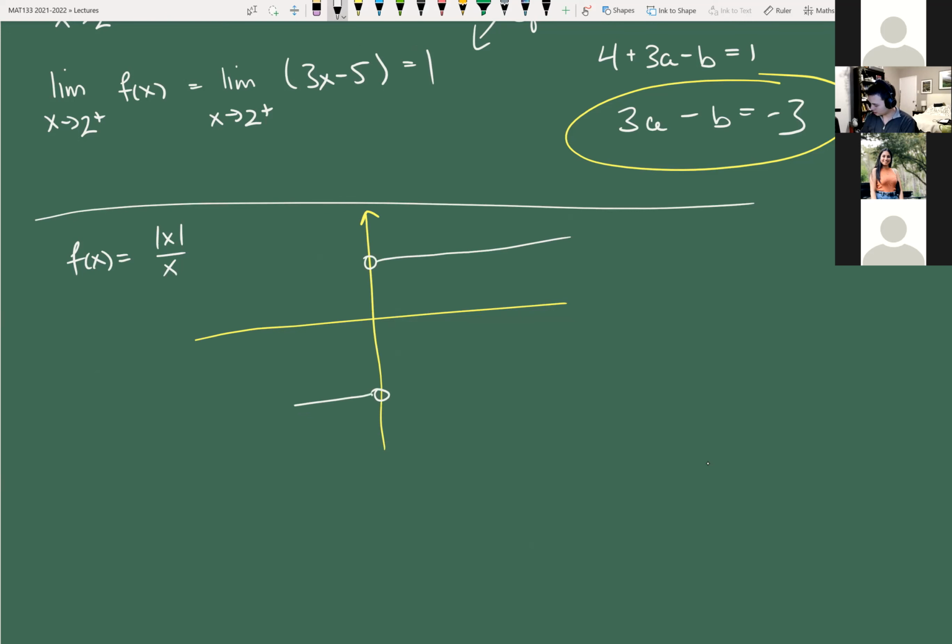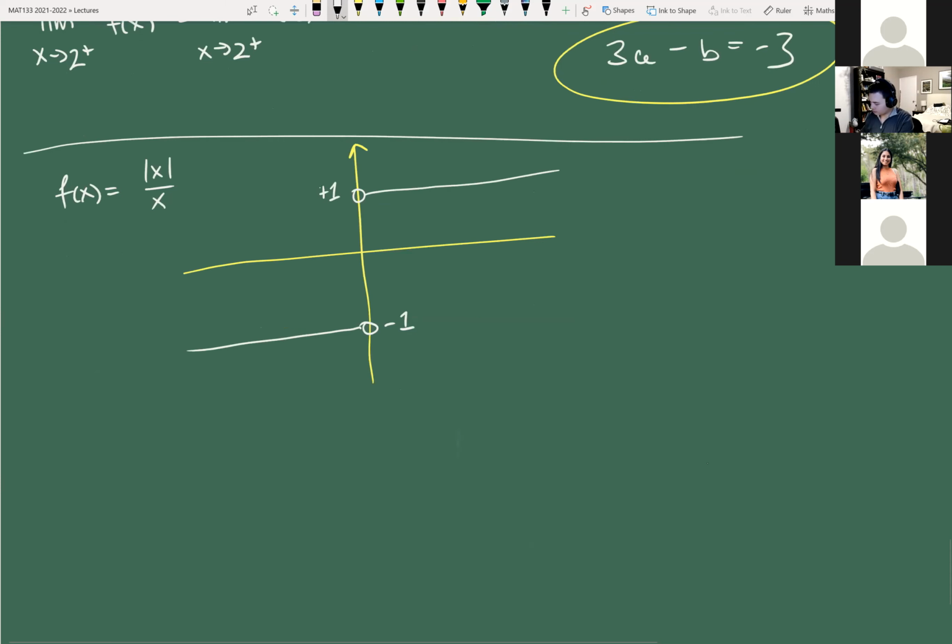That's not a straight line. Let's try that. Okay, so this is what the graph of this function looks like. And those are just straight lines, right? This is -1 and this is +1. All right, so how would we actually do this as a limit? How would we set this up?